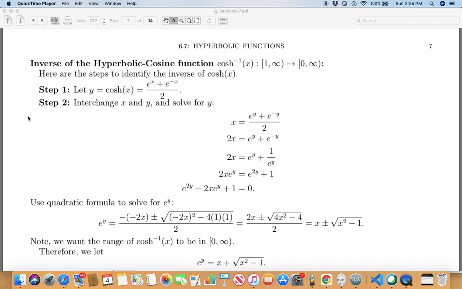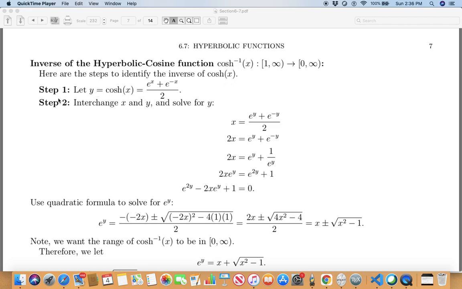Inverse of the hyperbolic cosine function, that is, cosine hyperbolic inverse of x. Its domain is 1 to infinity, closed at 1, open at infinity, and its range is closed 0, open infinity. Now here are the steps to identify the inverse of the cosine hyperbolic function.